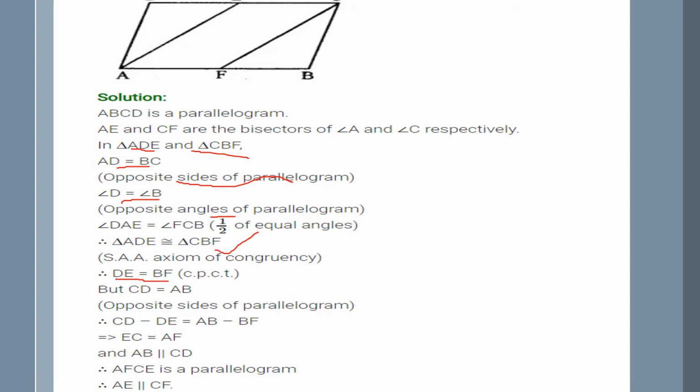If DE is equal to BF, what you can do? CD and AB are also opposite sides. You can subtract DE and BF now, because DE and BF are equal. You can subtract DE from CD and BF from AB, then EC will be equal to AF. Then this will also become parallel, and you can prove that AFCE is a parallelogram, due to which AE becomes parallel to CF.